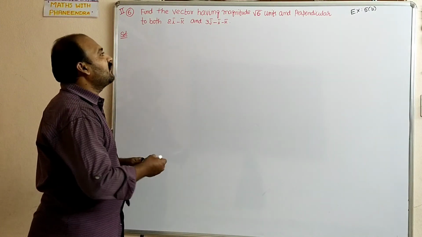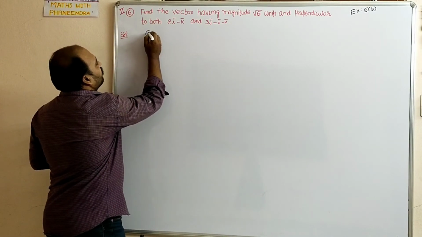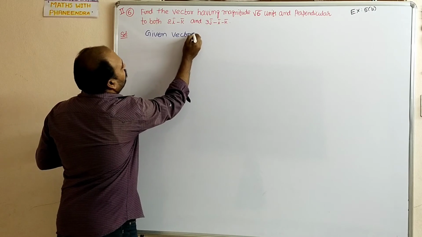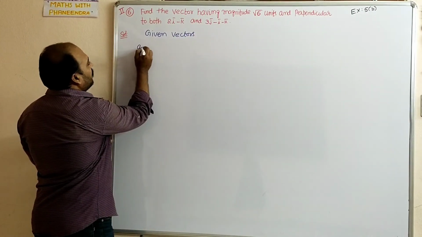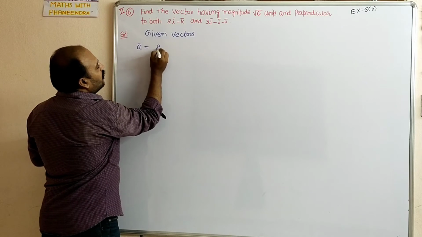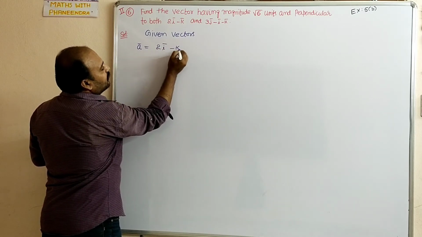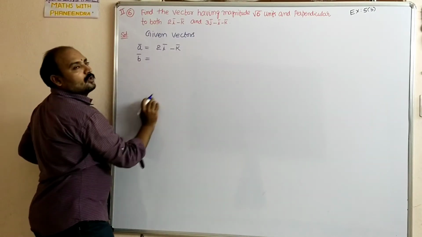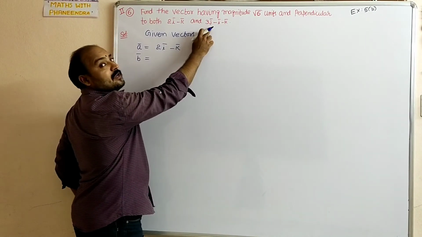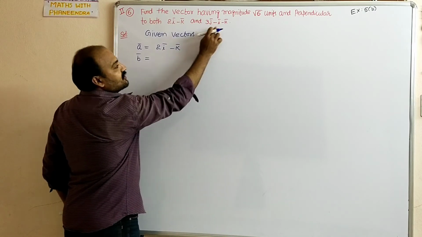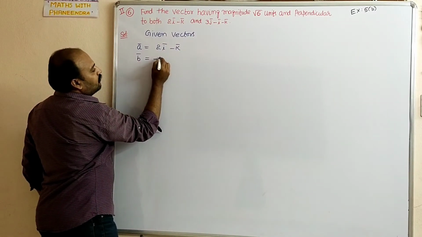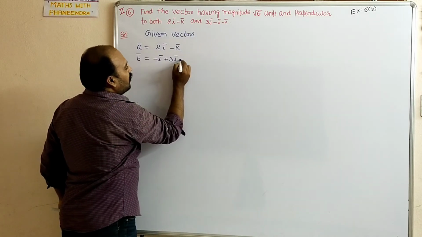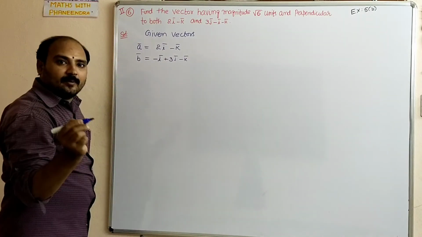So first step, given vectors a bar and b bar. a bar equal to 2i minus k, that means j bar is not there here, you can leave it. And b bar equal to, writing carefully, here first j bar is there but it is not i bar. So minus i bar, second one is there, write in the order: minus i bar plus 3j bar minus k bar. Now calculate a bar cross b bar.